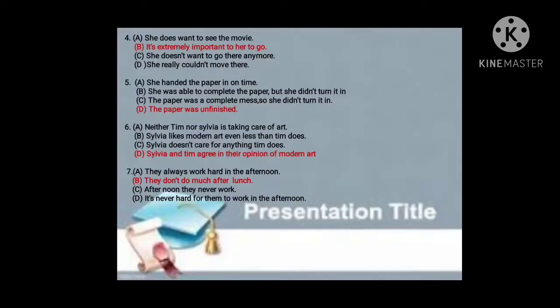Number 4. Do you really want to move to Florida? I couldn't want anything more. What does the woman mean?